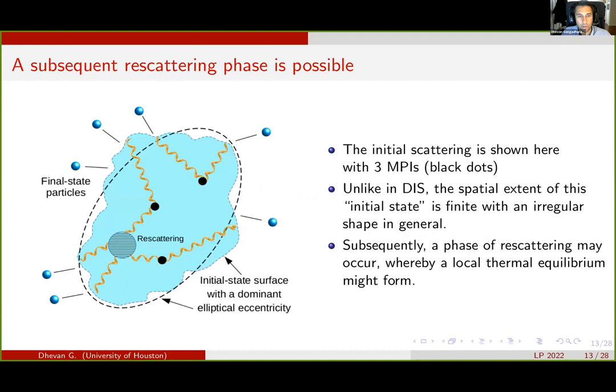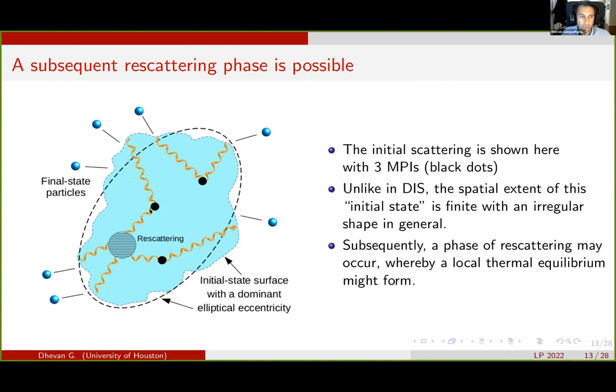Another interesting possibility that might precede the initial multi-parton interactions is this rescattering phase. So I draw here 3 sources. These are the 3 MPIs that generate, say, gluons that are emanating from these regions. And this whole region of the MPIs can be very irregular and it changes event by event. I just drew one particular case here.